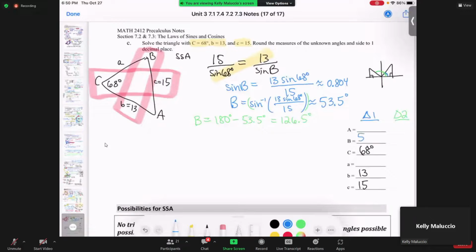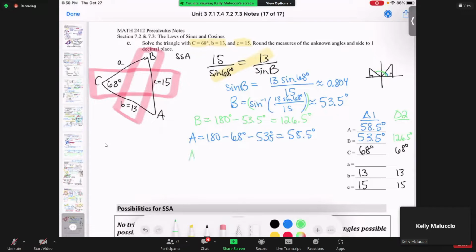Triangle 1, my angle B was 53.5 degrees. I'm not getting an error. I'm feeling good. Triangle 2, it's 126.5 degrees. Okay, but keep in mind, this is 68 degrees and then whatever, 13 and 15, right? Now, when I go to find angle A, angle A is going to be 180 minus 68 that they gave us, minus C, minus what we got for B, right? That's how we get A. So here I get, okay, 58.5 degrees. That's perfectly fine, 58.5. We're killing it so far, right?